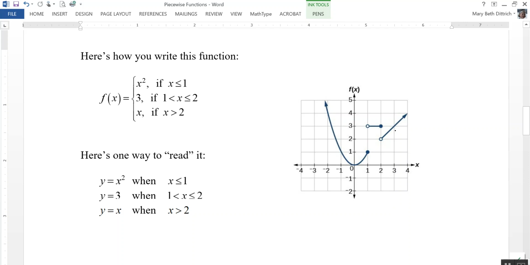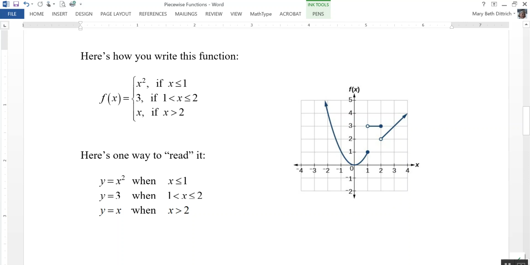Here's one way I like to read it that seems a little less intimidating. y is equal to x squared whenever x is less than or equal to 1. So I have the graph y equals x squared, but I only want the piece of it where x is less than or equal to 1. y is equal to 3, which remember is a horizontal line through 3 on the y-axis, but only when 1 is less than x, which is less than or equal to 2, only on this interval right here.